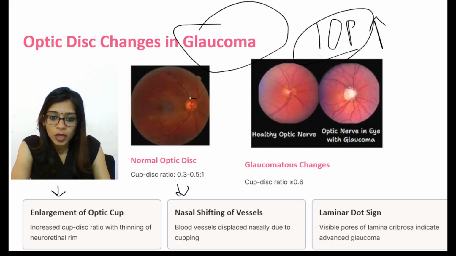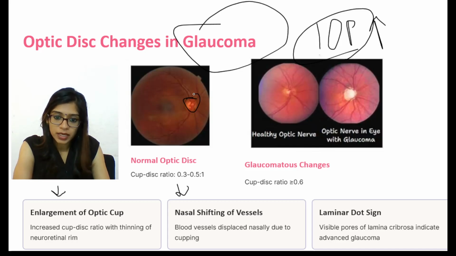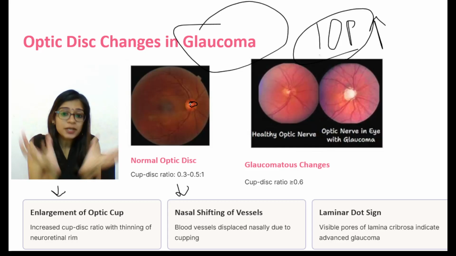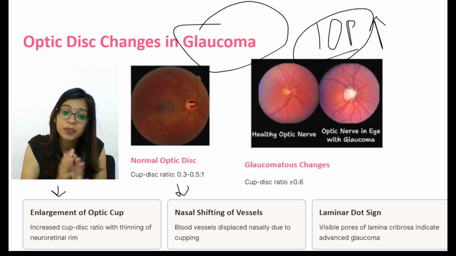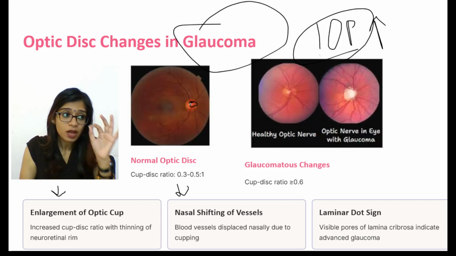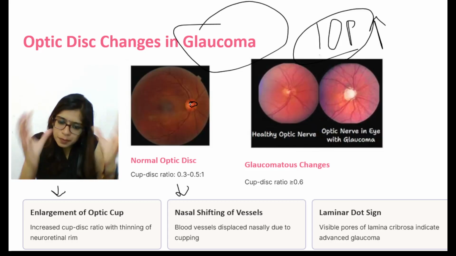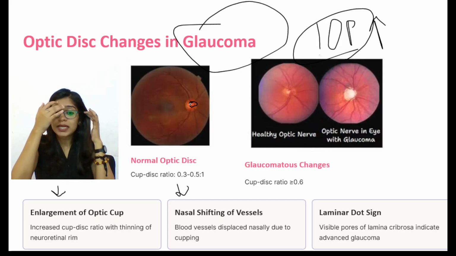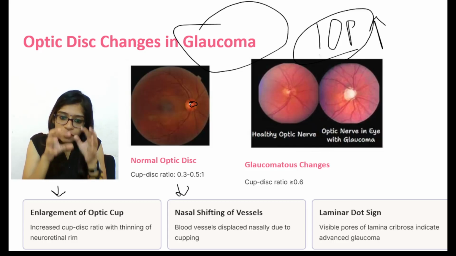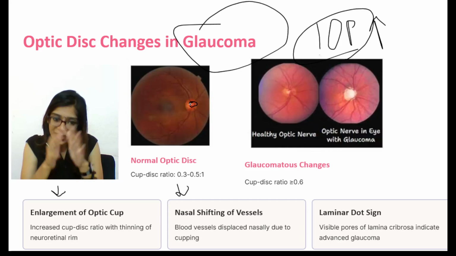See guys, look here. This is the optic disc. Can you see, I cannot enlarge it, just a moment. Inside this optic disc there is a smaller circle, and that area, that depression in the optic disc, what do I call it? I call it a cup. It is a depression, an area in the optic disc where there are fewer nerve cells. That is called a cup.